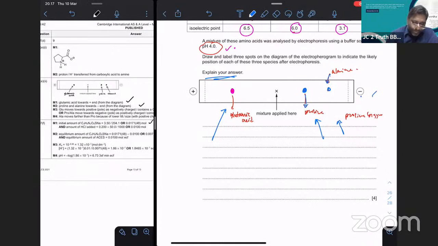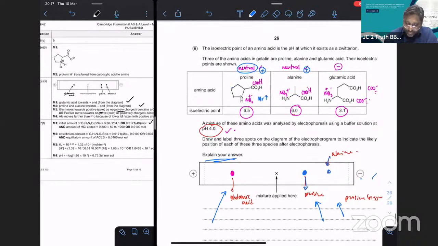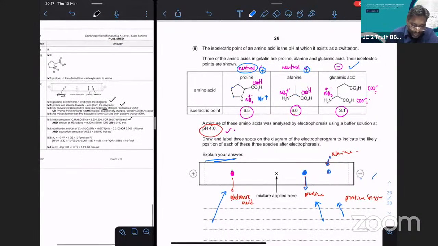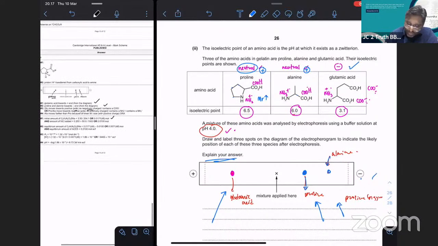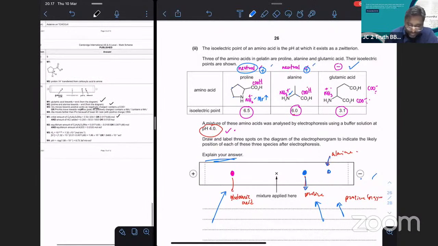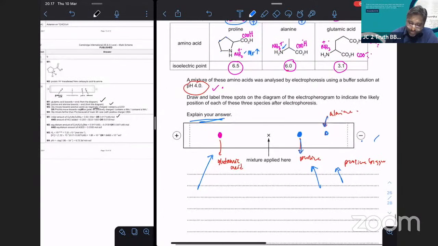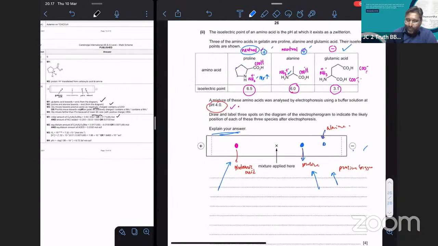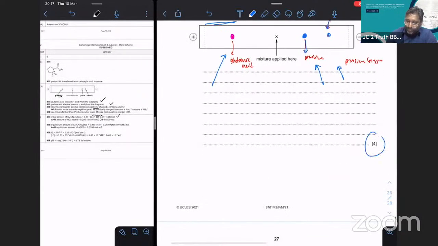But you need to mention why they go to the positive: because they are negatively charged. I already told you they are negatively charged. And they go to the negative because they are positively charged. Why? Because they contain the NH3 plus or NH2 plus, which is positively charged. And for alanine, why it moves further, you need to say the Mr is smaller, lower Mr. You need to explain all that, and all that will give you a total of 4 marks.